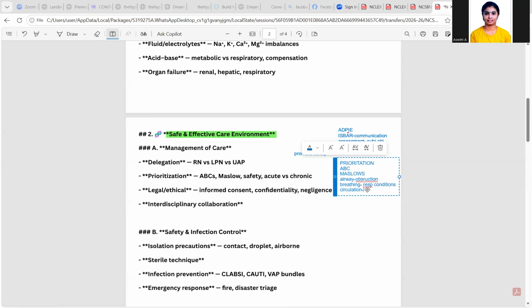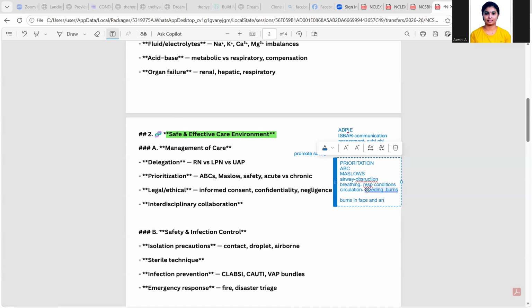Okay, and in circulation, mainly the bleeding, then burns. This will be common. But burns have one exception: in case of burns in the upper part of the anterior chest and face, which one will be the priority? Airway will be the priority, because there may be a risk of airway spasm. Face and anterior trunk.